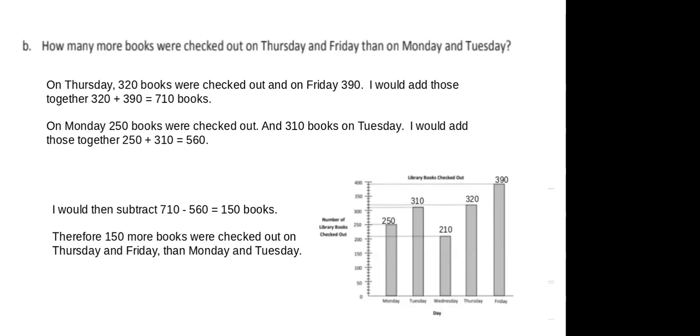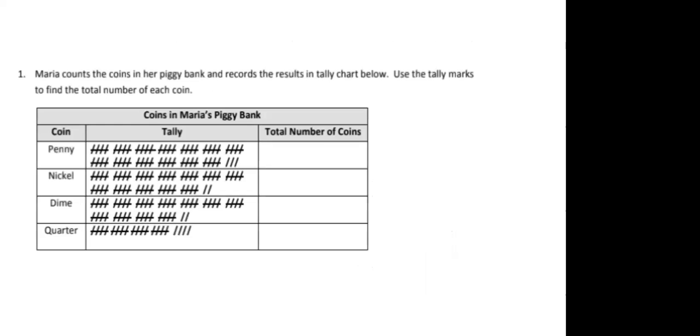Again, pause the screen if you need a little additional time to check your work. Okay, we're moving on to the homework piece. Maria counts the coins in her piggy bank and records the results in the tally chart below. Use the tally marks to find the total number of each coin. Remember, you can count by fives here. Pause the screen, count for penny, nickel, dime, and quarter, and resume the video when you are ready to check your answers.